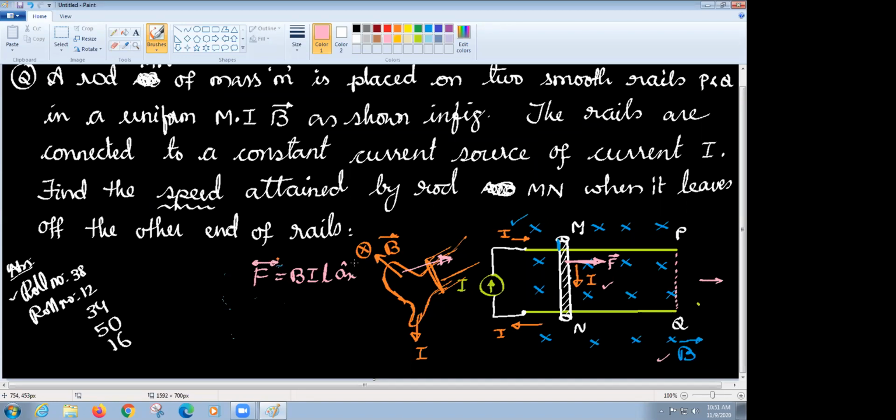You can just take two more minutes and try this. Let me help you out like this: you also take acceleration into the picture.